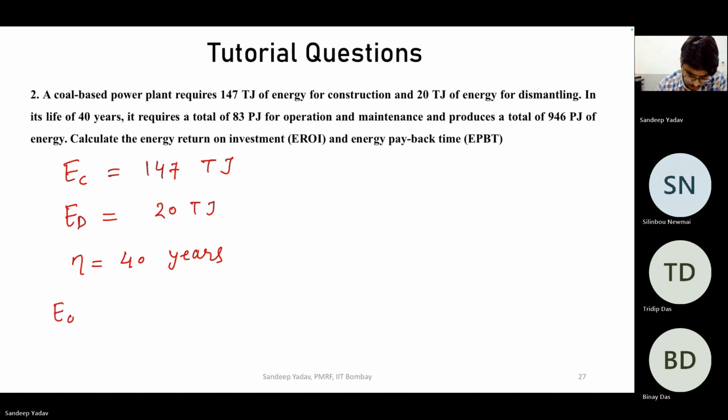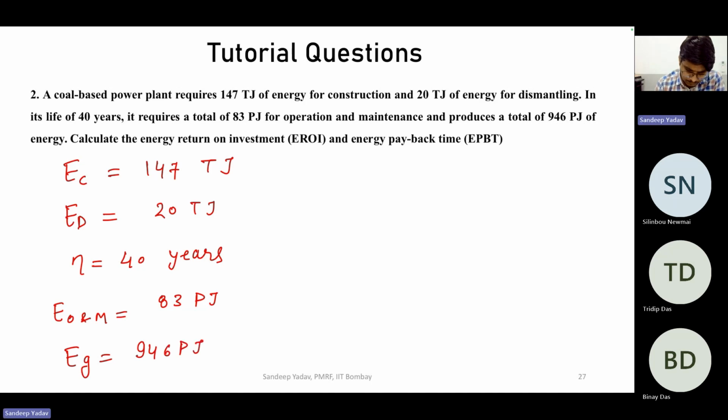Energy in O&M is given 83 petajoules. You should just remember the units also, and energy that is generated is given as 946 petajoules. Now we have to calculate the EROI and energy payback times.